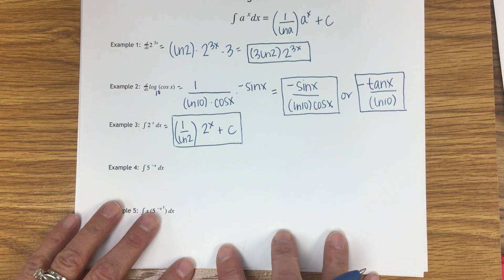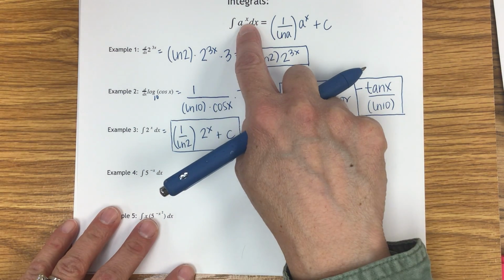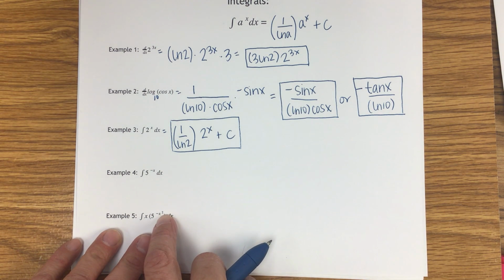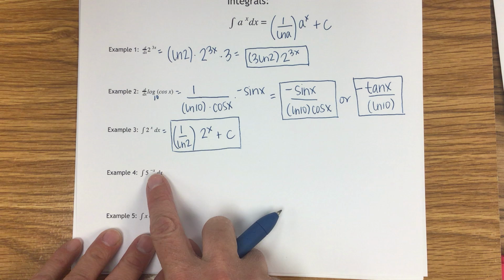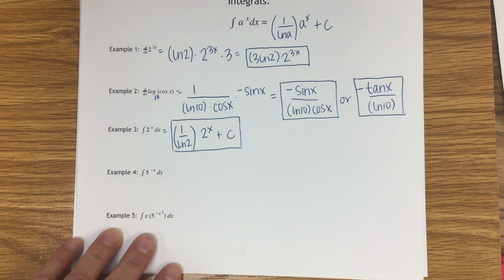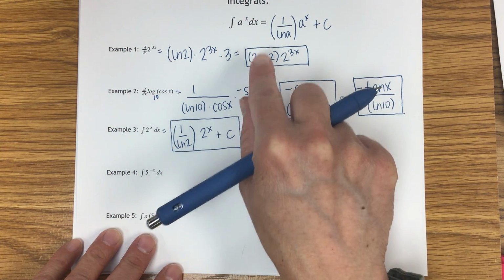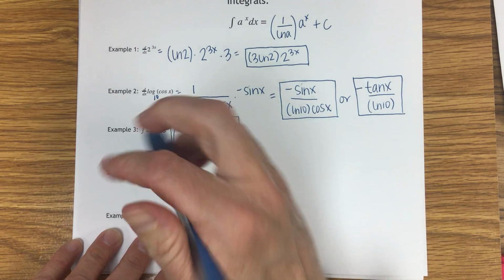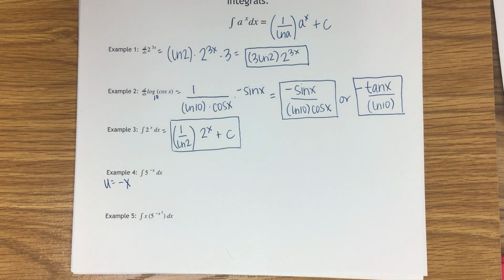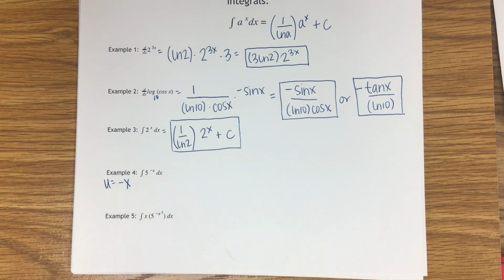All right, example 4, you can almost apply the rule, except the rule only has a plain x. It doesn't have a negative x or this fancy negative x squared. So if you have anything other than a plain x, you have to use u substitution to get that negative x out of there and get it to be a plain x or a plain u. No numbers around it, no exponents.